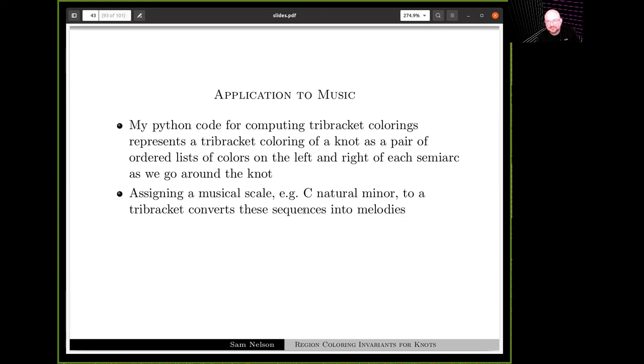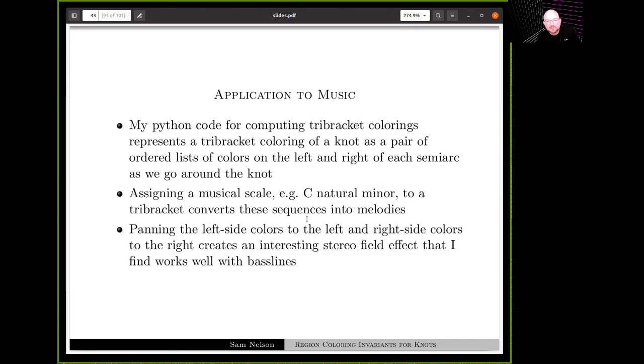So the way to think about it is that we have a starting point on the knot diagram and we have our tri-bracket coloring. As we go around the knot diagram, we're going to see some colors, which we'll interpret as notes, on our left and some on our right. And as we go around, we get the sequence of those notes. Then what I'll do is pan the left side colors to the left and the right side colors to the right. That gives us an interesting stereo field effect, which I find works really well with bass lines.